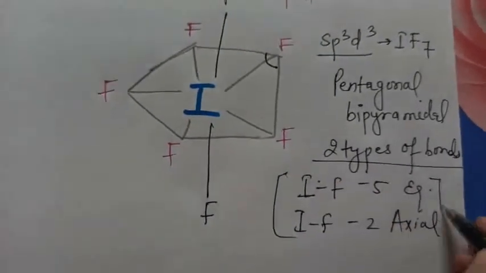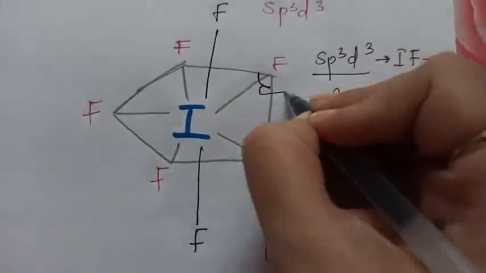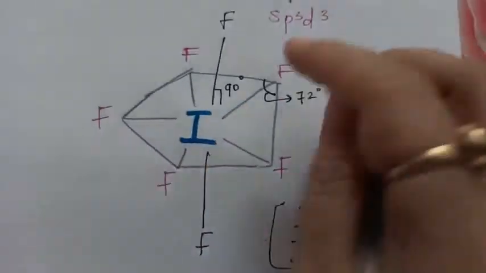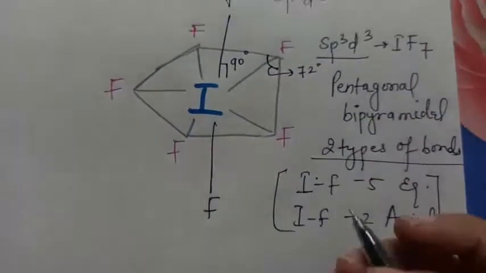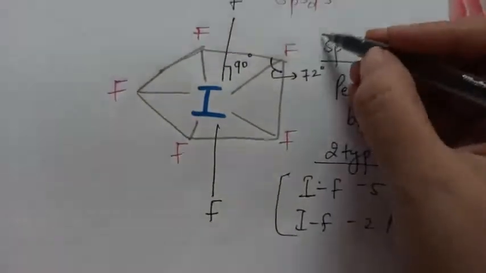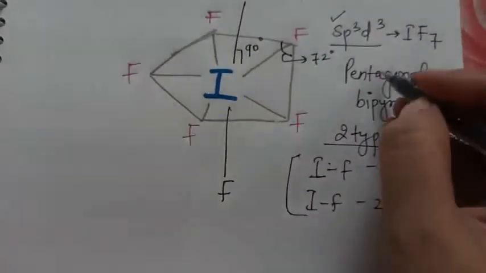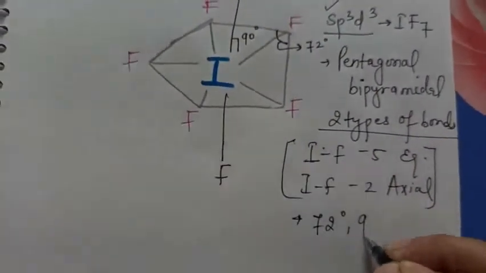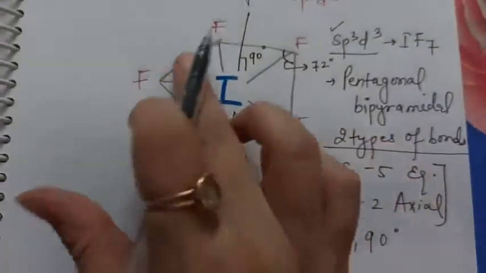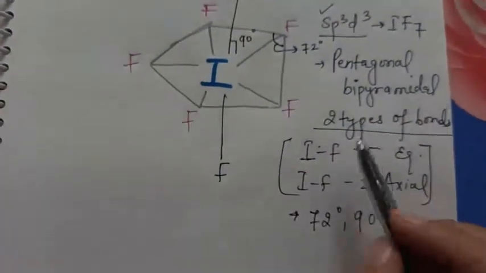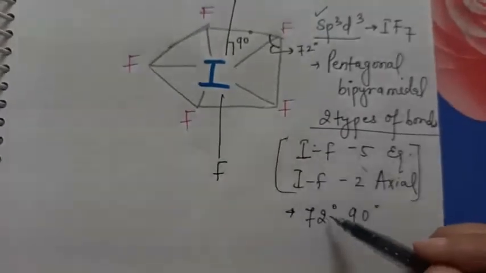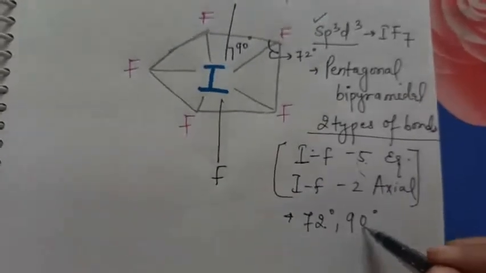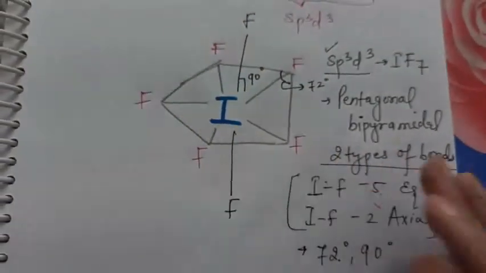तो 2 तरह के बॉन्ड हैं. बॉन्ड एंगल हैं, these 5 bonds are of 72 degrees and the 2 are of 90 degrees. ये बॉन्ड एंगल 72 और 90 डिग्री हैं. So in pentagonal bipyramidal, sp3d3 is the hybridization for this geometry. Example is IF7. Bond angles are 72 degrees and 90 degrees. So 72 डिग्री के 5 बॉन्ड्स बने हैं और 90 डिग्री के 2 बॉन्ड्स बने हैं. Similarly 5 equatorial bonds are there. तो आप ऐसा कह सकते हैं कि 5 इक्वेटोरियल बॉन्ड 72 डिग्री एंगल पे हैं और 2 एक्सियल बॉन्ड्स 90 डिग्री पर हैं IF7 मॉलिक्यूल्स में.